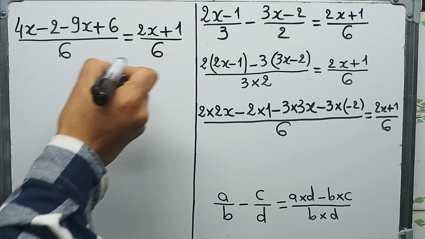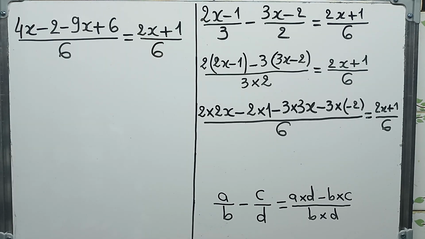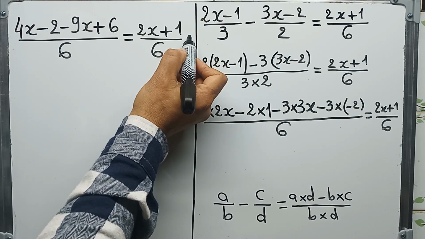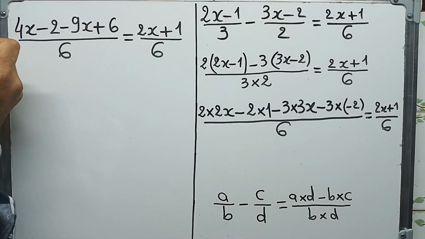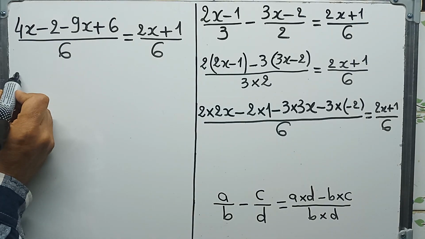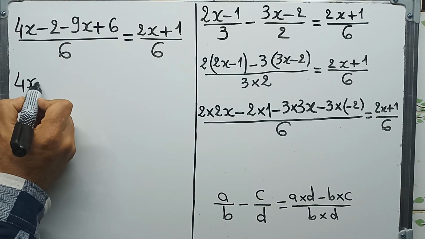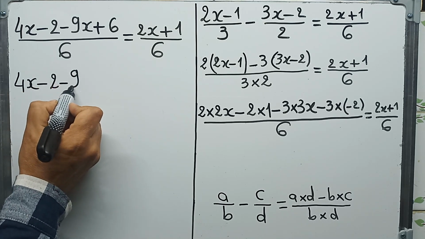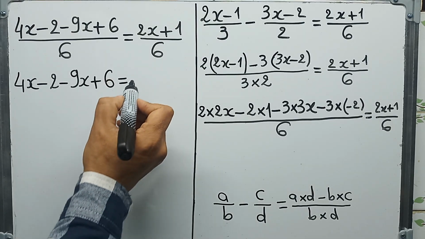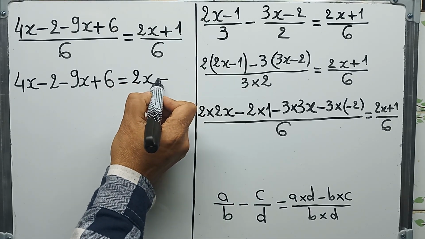Here we have the same denominator, and whenever in fractions like this you have the same denominator, you can cancel the denominator. Why? It's like if you multiply the right hand and left hand sides by 6. If you multiply here by 6 and here by 6, the 6 will disappear. So you can write like this: 4x minus 2 minus 9x plus 6 equals 2x plus 1.